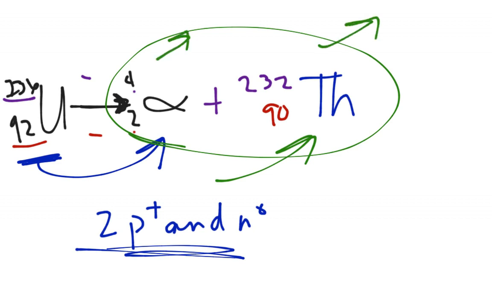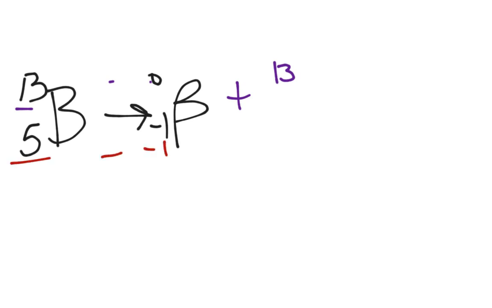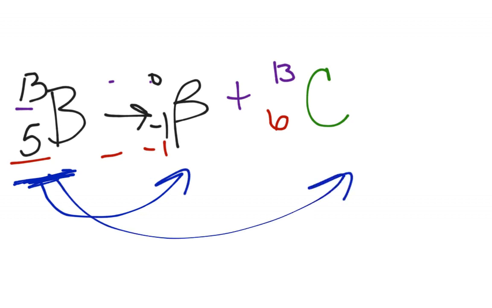If I'm looking at beta radiation, then I can do something like boron 13. Boron has 5 protons, is undergoing, so I have my arrow, beta radiation, 0, -1. 13 minus 0 is still 13. 5 minus a negative 1 is 5 plus 1, so a 6, so this is now carbon. Again, that same thing is holding true here. I have boron, and it's going to produce two different things, a beta particle, radiation, and carbon.